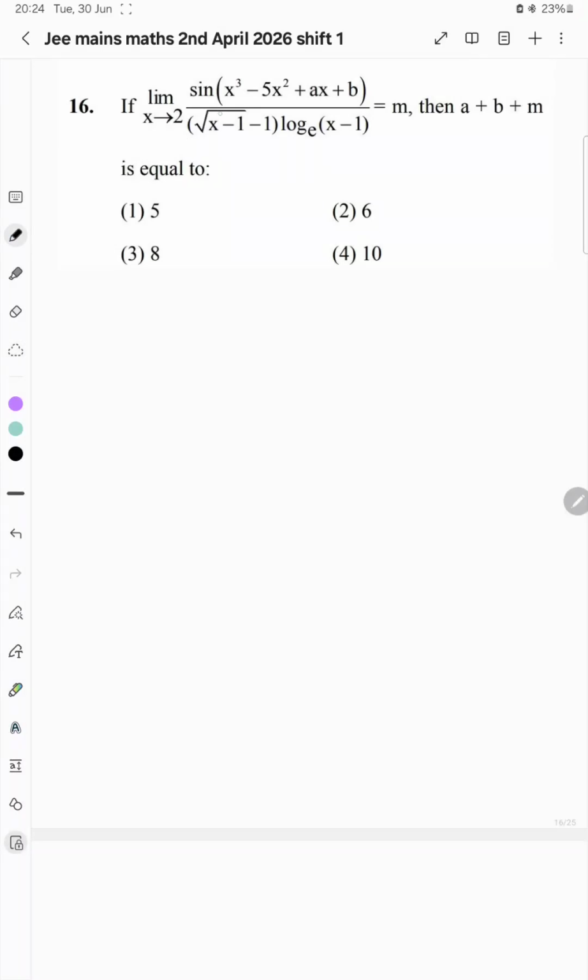Limit x tends to 2 of sin of (x cube minus 5x square plus ax plus b) by (square root of x minus 1, minus 1) times log of (x minus 1) is equal to m. Then a plus b plus m is what we should find. Okay, first of all we can check it.